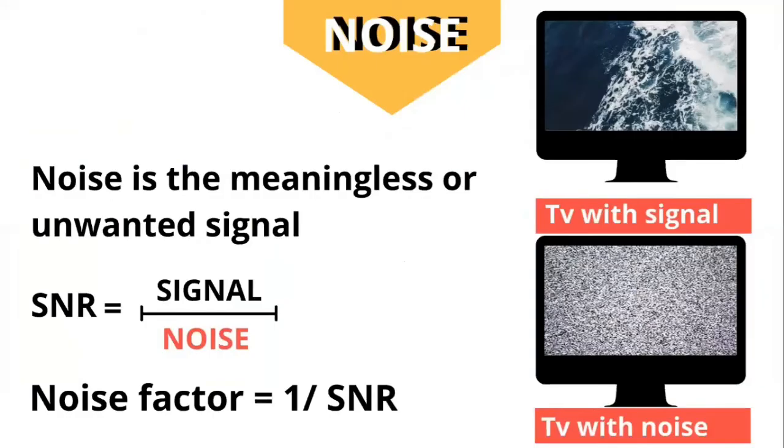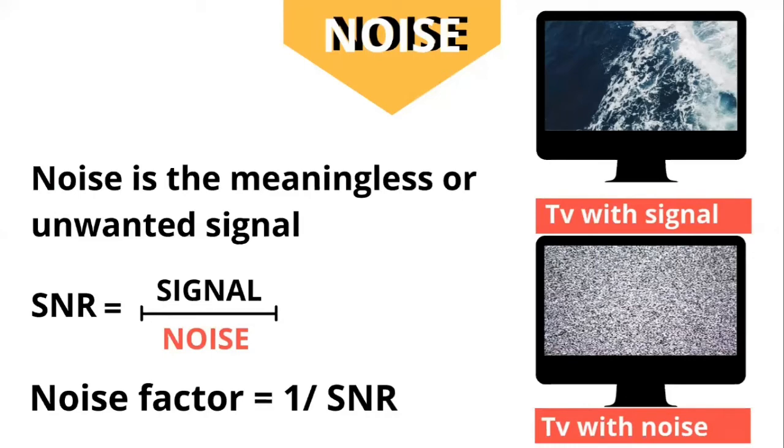The next one is noise. I don't think I'll have to give any big explanation about noise. It's quite simple. You can understand from the statement given here. Noise is a meaningless or unwanted signal. The best example would be your television set, right? When there is no cable connection and you turn on the TV, you'll see those grains. So that is noise in the TV or in the video. Whereas if you have a proper cable connection, you can see the picture. That is the signal, right? It's pretty simple.